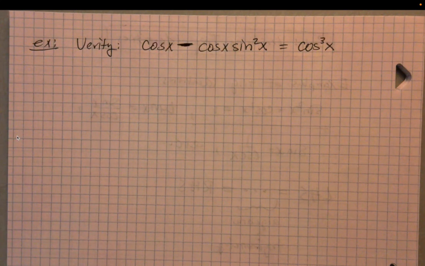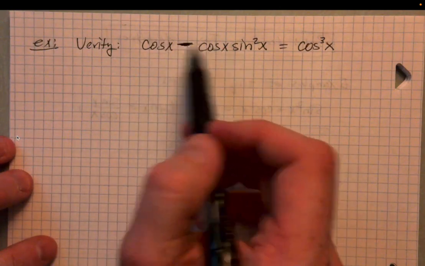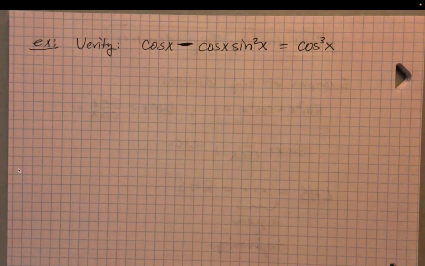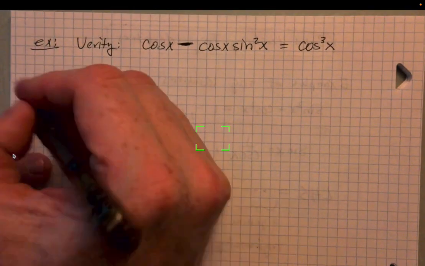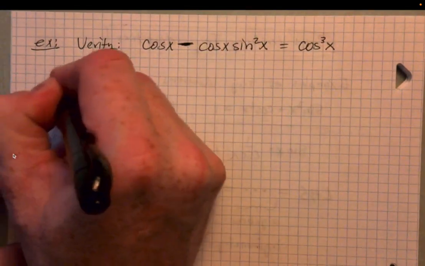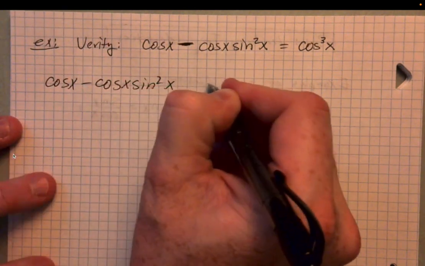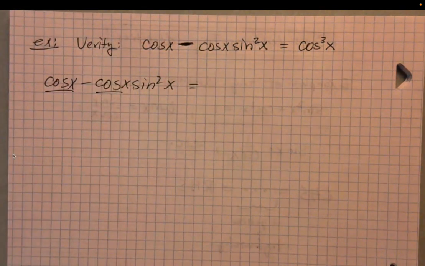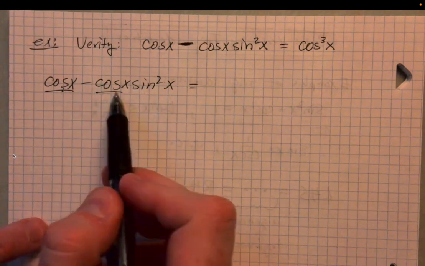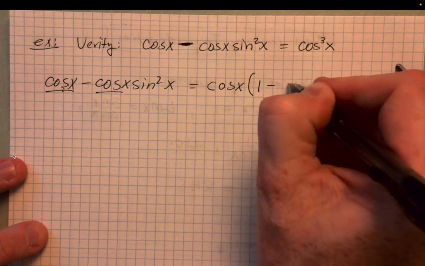In this case, we're going to use a common trick where we factor out a trig function. I'm going to start with the complex side here, and I have cos x minus cos x sine squared x. What I'm going to do is factor out the cosine from both of these terms. I have a term here and a term here, and both of them have cosine, so I can factor it out. And when I do that, I get this.